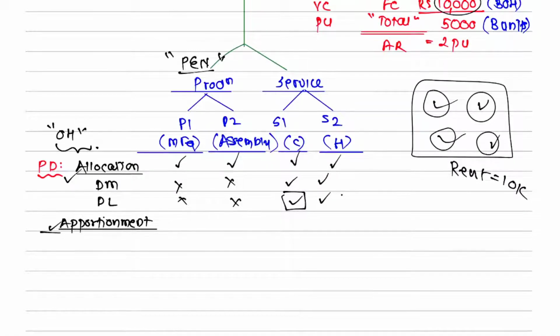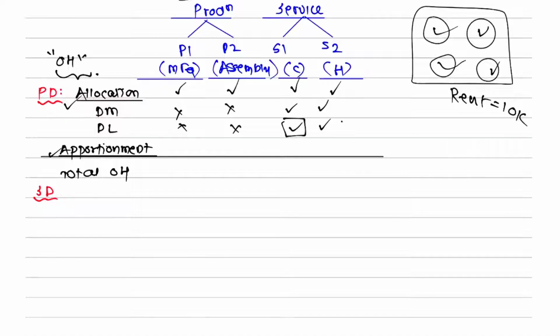Having done this, after doing primary distribution, guys, you're gonna get your total overheads. Now this total overheads, now you're gonna start with another distribution which is also known as secondary distribution. Now you are doing this for the second time, so that is known as reapportionment.